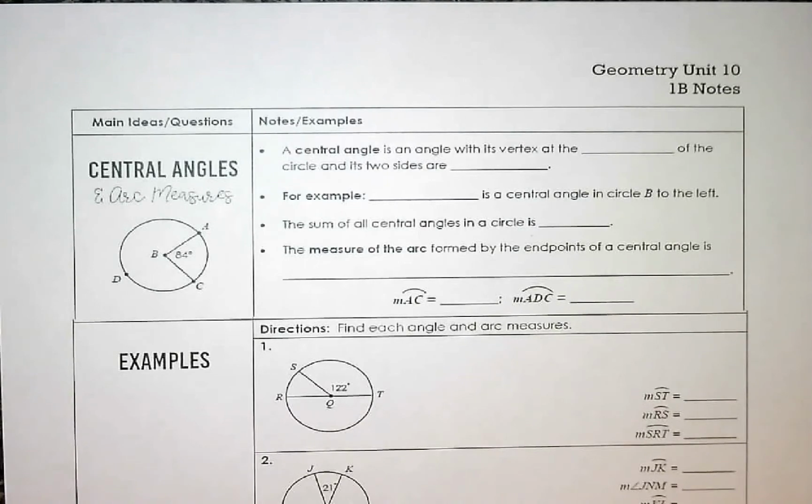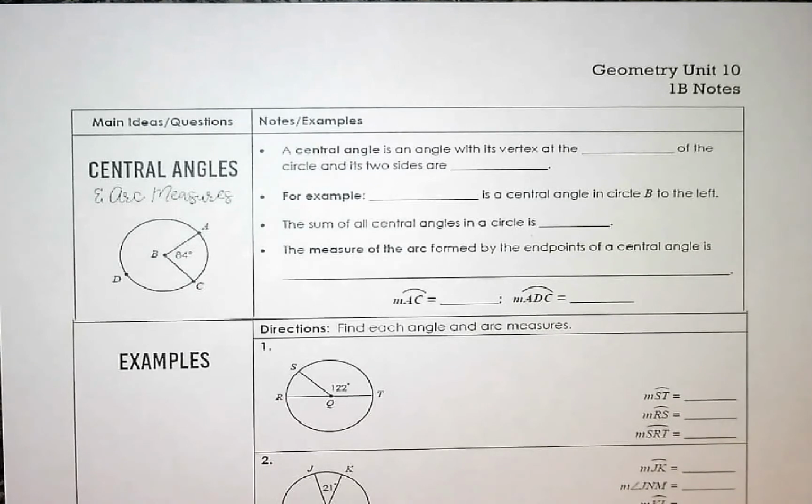All right, let's go ahead with 1B notes. The topic today and the main ideas are central angles and their arc measures. So we're going to first define what a central angle is, and then we're going to show how we find the measures of those angles and their arcs.